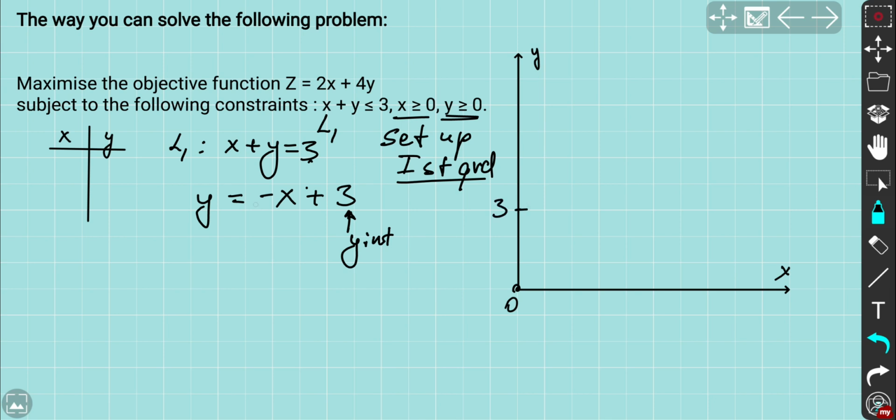And it goes with a negative gradient, so obviously it's going to be negative 3. Oops, my fault.